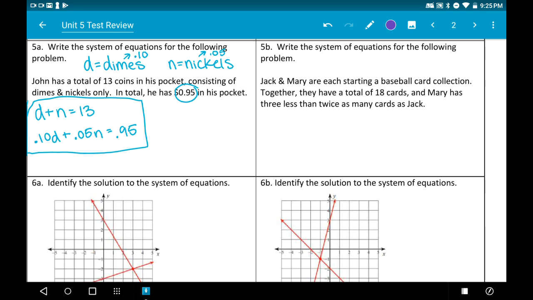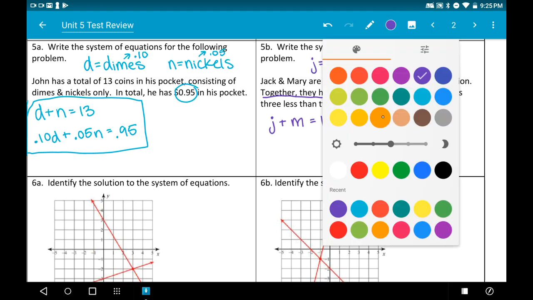Alright, 5b. Jack and Mary are starting a baseball card collection. Together they have a total of 18 cards, and Mary has 3 less than twice as many cards as Jack. So our variables here are going to be J for Jack and M for Mary. And we need to write an equation here. So the first and easiest one is the total sentence. So they have a total of 18 cards, which means Jack plus Mary together, if you add them together, they have a total of 18 cards.